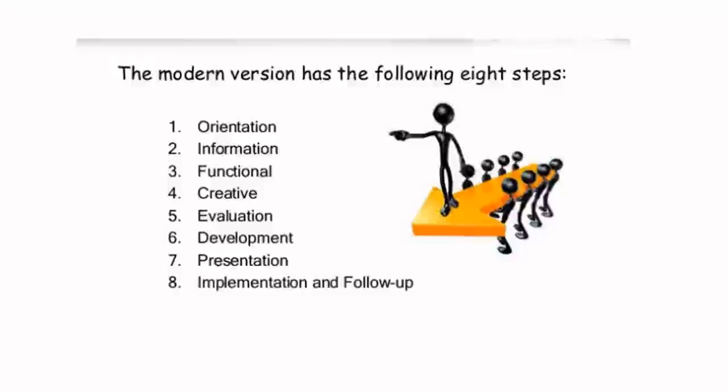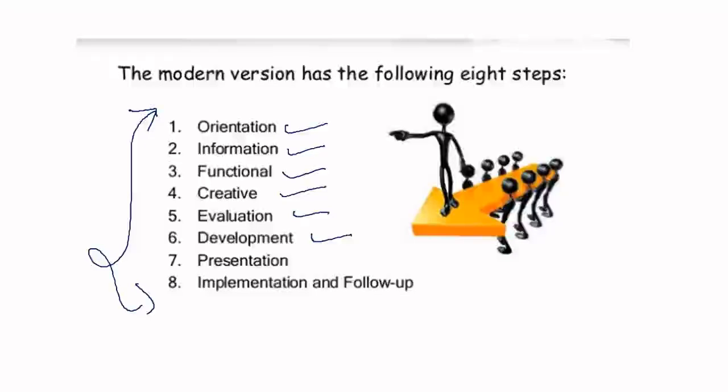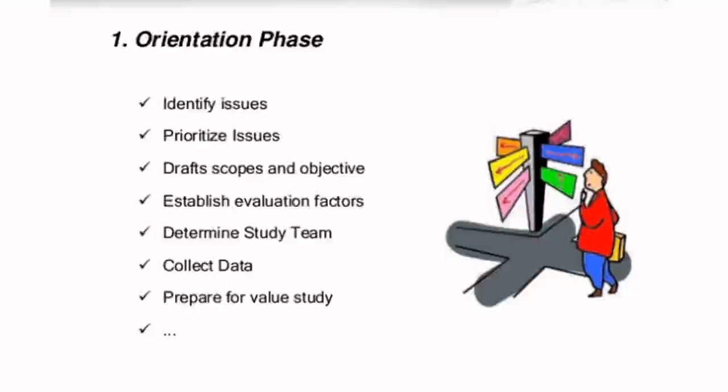So basically the entire value engineering has 8 significant steps: orientation, information, functional thing, and creativity, and then evaluation of the things they have invented, development process, and then presenting what they have developed, and then implementation, and then follow up, right? So what is the orientation phase?